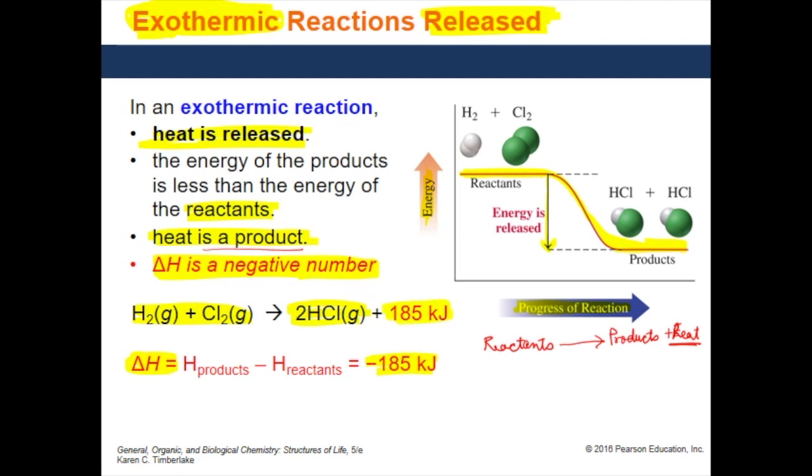It produces 185 kilojoules of energy. So delta H here would be H of products minus H of reactants, and that would give you minus 185 kilojoules, which essentially means this is happening because reactants have higher energy. So when you have a smaller number minus a bigger number, which is reactant energy, it would give you a negative value at the end.